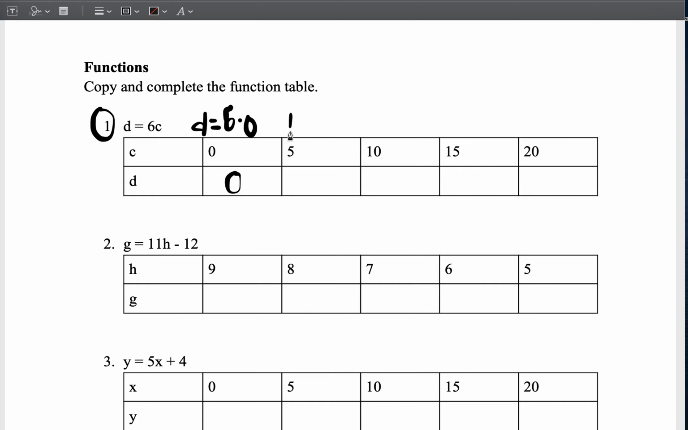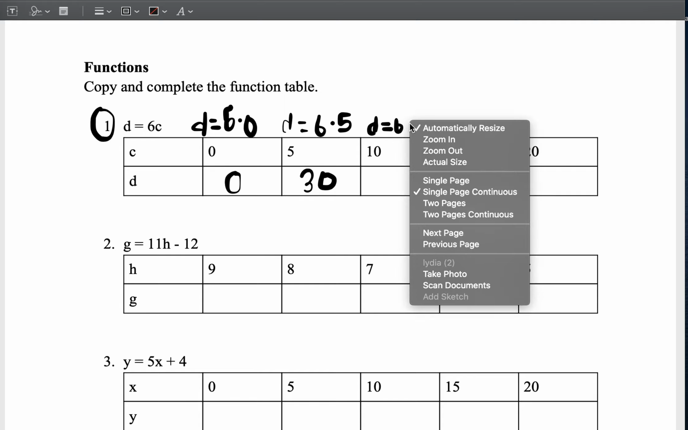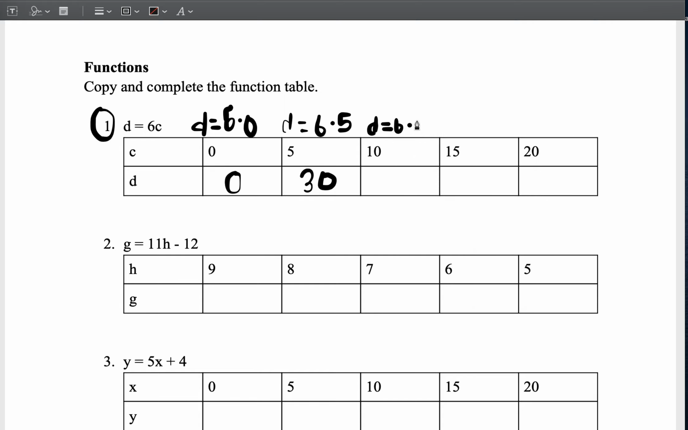Now let's try this one. D equals 6 times 5. Now, 6 times 5, if you know your multiplication table, is 30. So the answer to the second one is 30. Now, D equals 6 times 10. And if you guys know your multiplication table, again, 6 times 10 is 60.